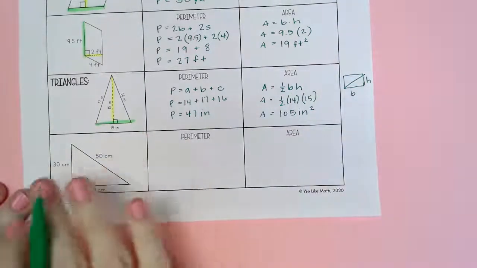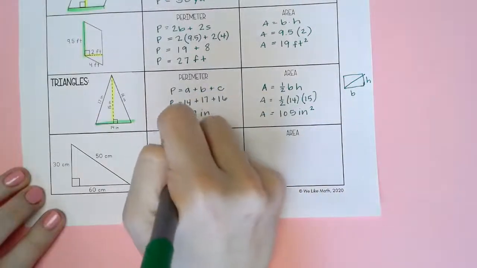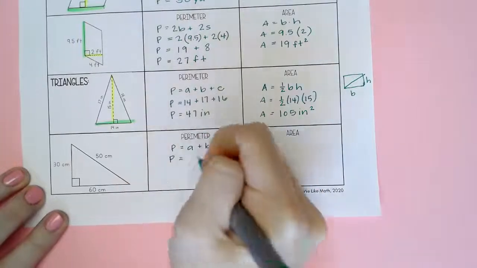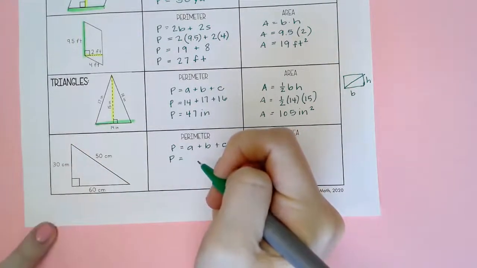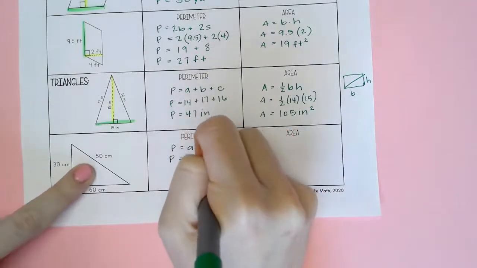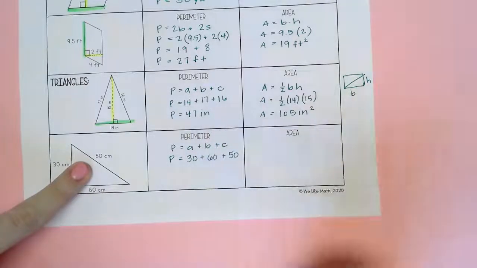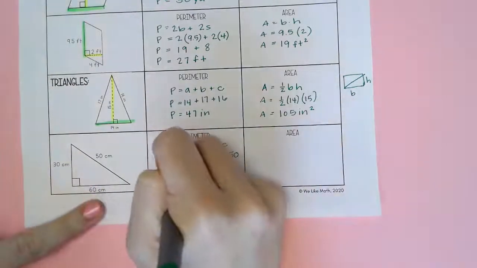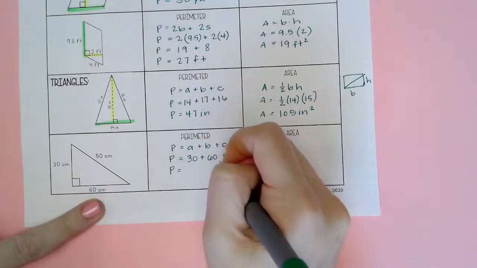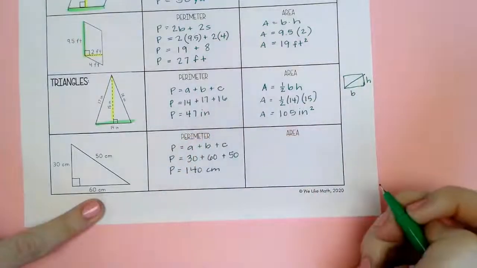Okay, same with the others. If you want to pause, I'm going to do the last one. My perimeter is A plus B plus C. It doesn't matter which one is A, B, or C. I'm just going to start with 30. 30 plus 60 plus 50. Okay. Now I'm going to add all those up. 30 plus 60 is 90, plus 50 is 140 centimeters.